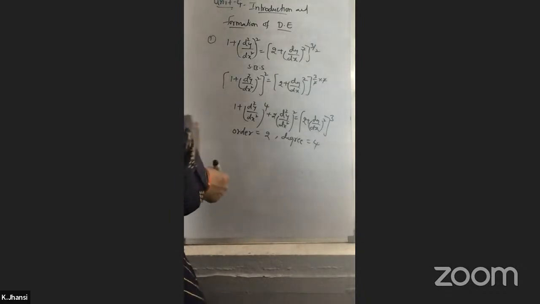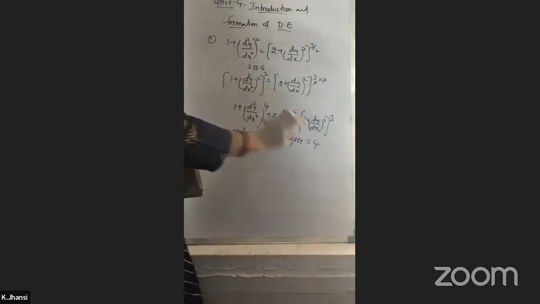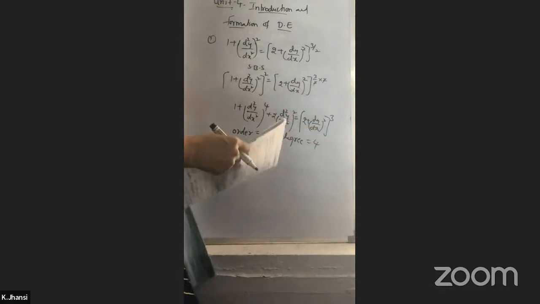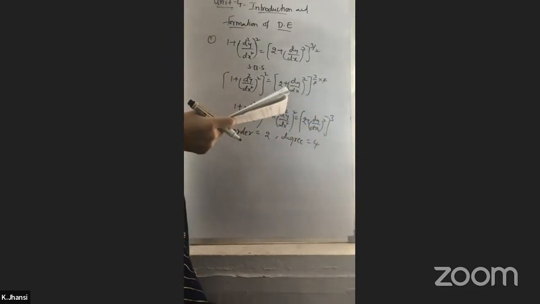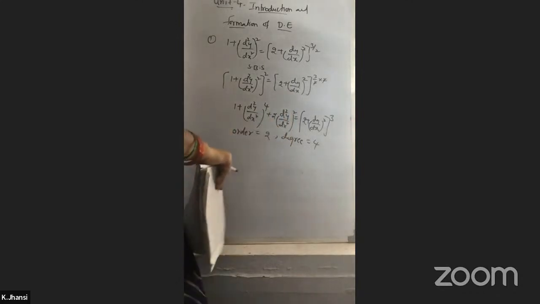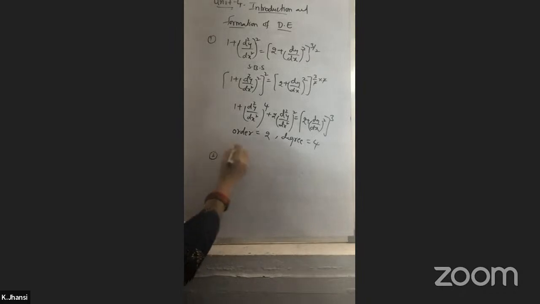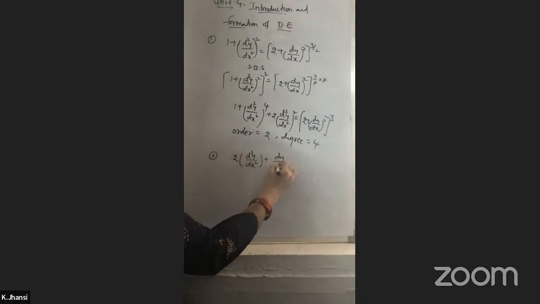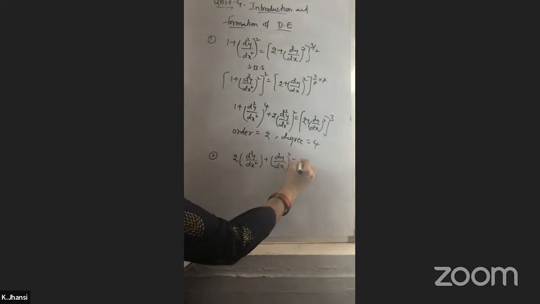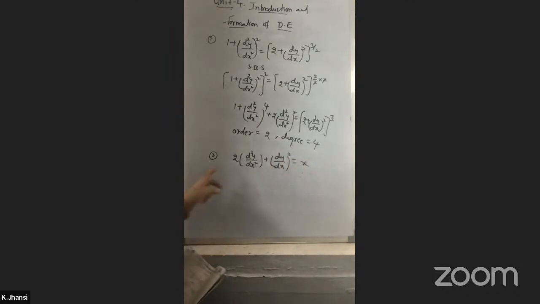So like this, we have to find the degree and order of any given differential equation. Such complicated problems are there. We need to convert this into simple form and then write. Okay. So you may have a simple problem like this: 2 into d square y by dx square plus (dy by dx) whole square is equals to x. Okay. So here fractions are not there. Just apply the rules, whatever the rules are there for finding the order and degree.